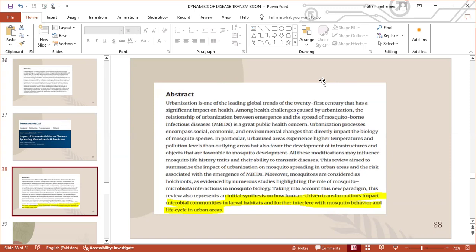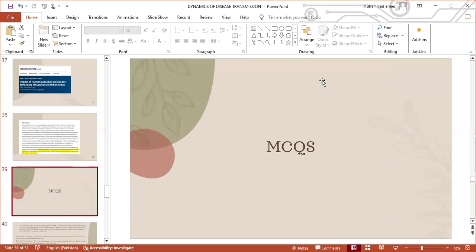Moreover, mosquitoes are considered holobionts, as evidenced by numerous studies. So this review also represents an initial synthesis on how human-driven transformations impact microbial communities in larval habitats and further interfere with mosquito behavior and the life cycle in urban areas.